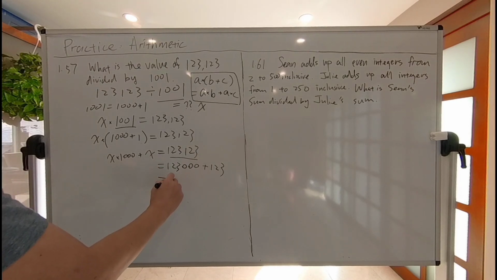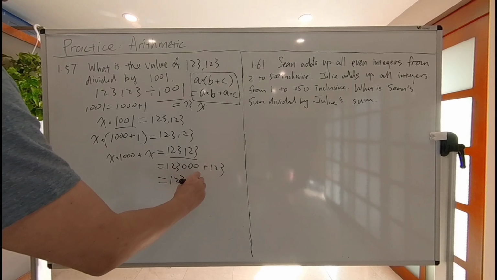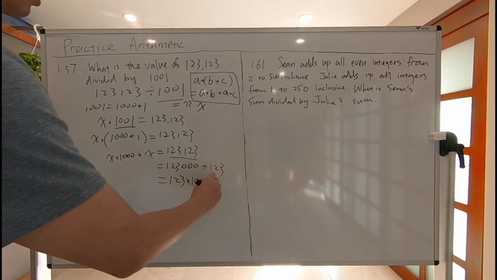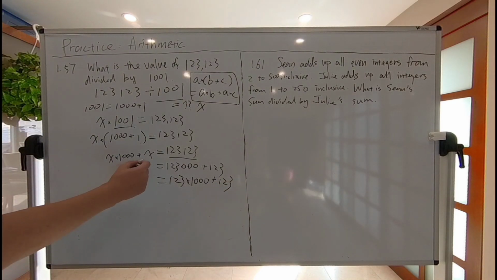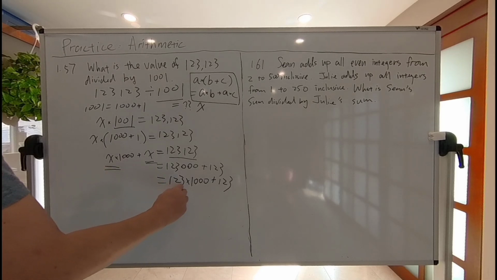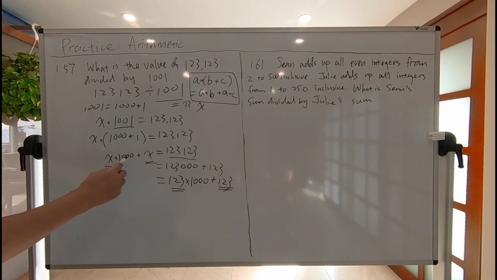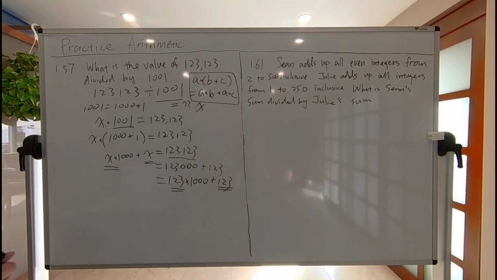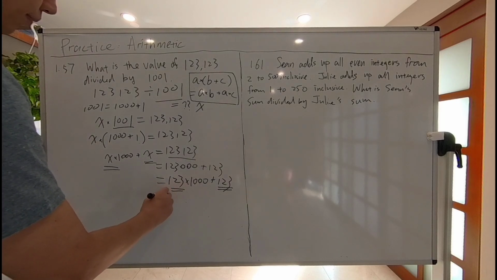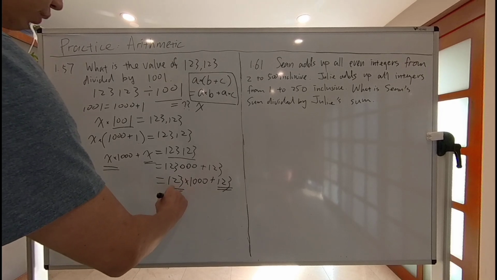And then the first number 123,000 can be written as 123 multiplied by 1000 plus 123. Right. So in this case, you can probably see directly that x is equal to 123, because all other components are equal to each other on both sides of the equation. Or if I write this one more step, I take the common factor of 123.